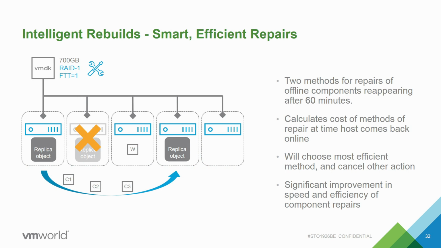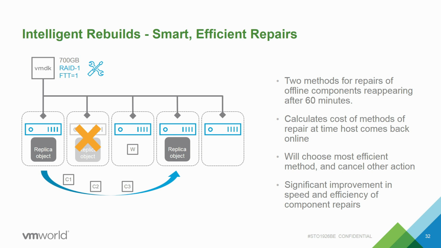An additional improvement with regards to these rebuilds was through this smart, efficient repair. In versions of vSAN earlier than 6.6, what would happen is that when a host would go absent, it would wait for that period of time before it would kick off that rebuild in order to satisfy the protection policy. But once it would start, it would run until full completion of that rebuild.